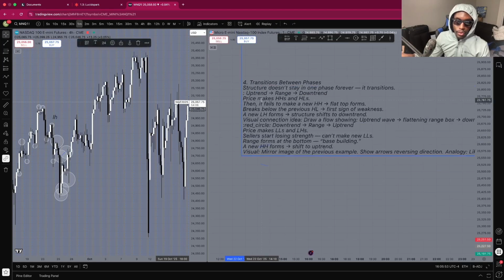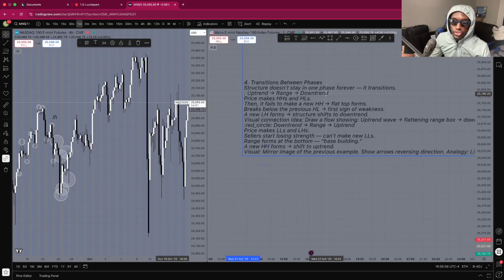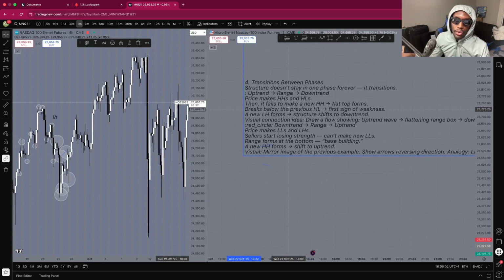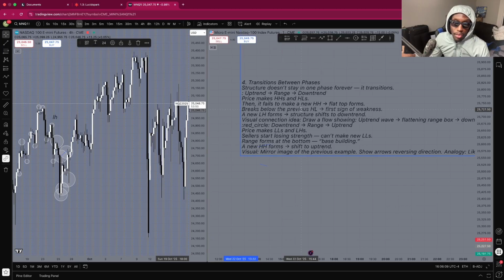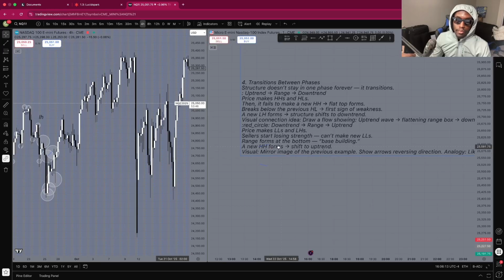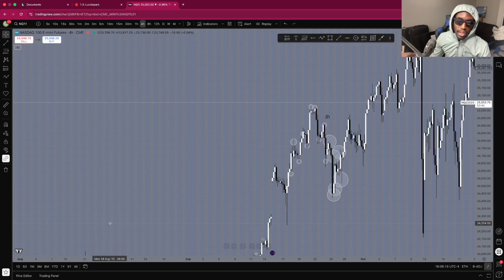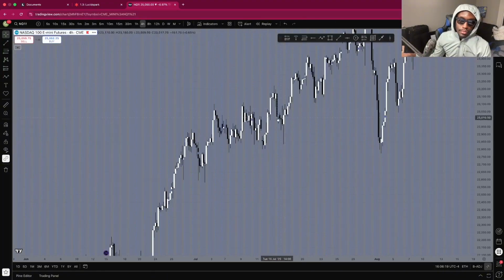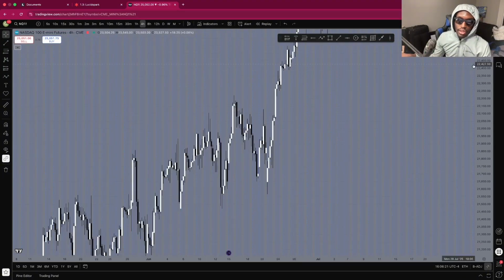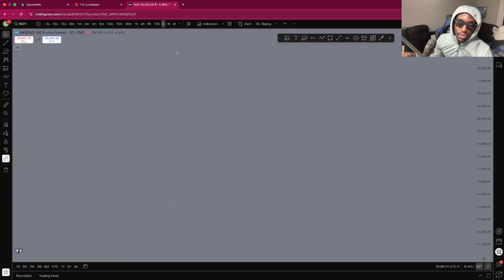So yeah, transitioning between phases. Structure doesn't just stay in one phase forever. It transitions: uptrend, range, downtrend. Price makes higher highs, higher lows, and it fails to make a new higher high, and the flat forms. And then once it breaks below that previous higher low, that's the first sign of weakness, like we're showing in the charts. We can even go through some more examples. As you can tell, the market's been in an uptrend for a long time now.